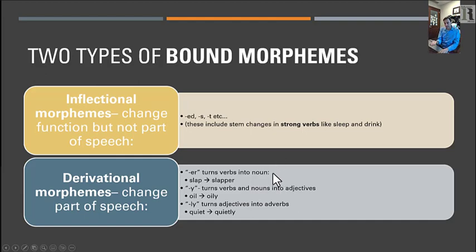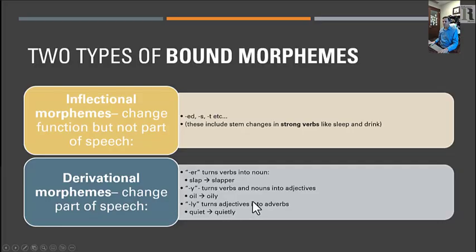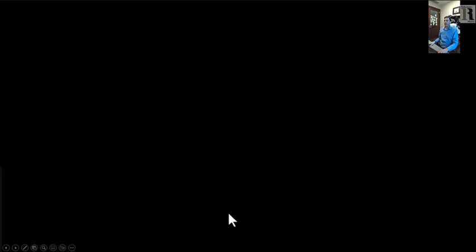The suffix -y turns verbs and nouns into adjectives. So luck is a noun. If you have a lot of luck, you're lucky. If there's oil in your hair, it's oily and you need to change your shampoo maybe. Ly, we talked about ly already, remember? Ly turns adjectives into adverbs. Quiet is an adjective. That boy is quiet. He does things quietly. All right.